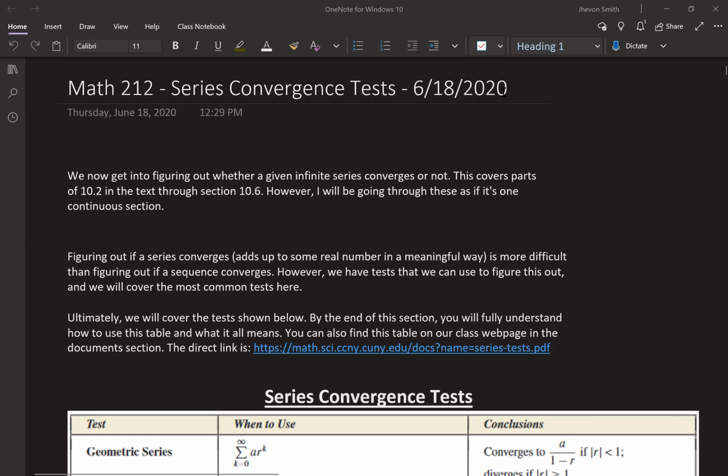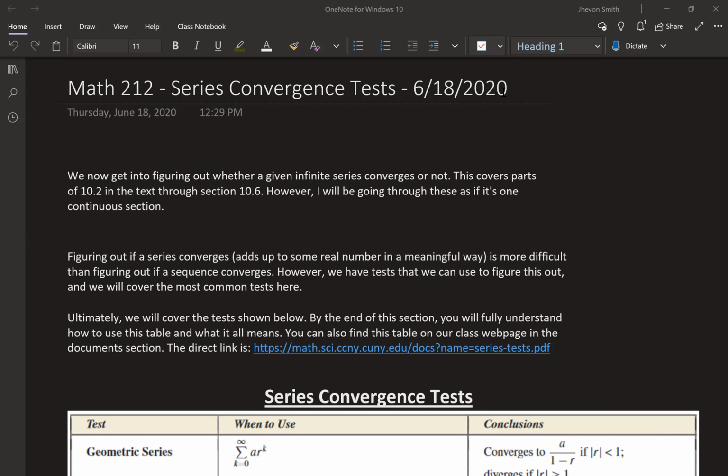And so that's essentially what we want to cover today. Finish talking about all the tests and then figuring out when we actually apply which ones. And that's pretty much the plan for today. And tomorrow we're going to move on to things like series estimation. And I think we'll probably even start talking about power series. So let's actually get into it.